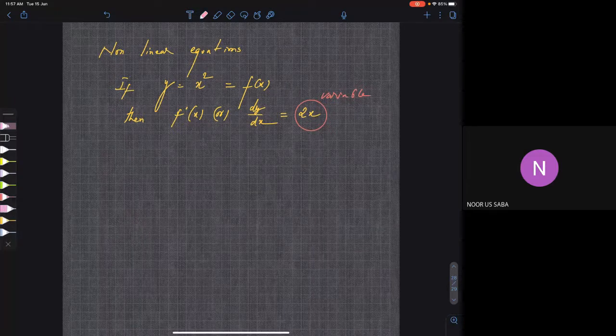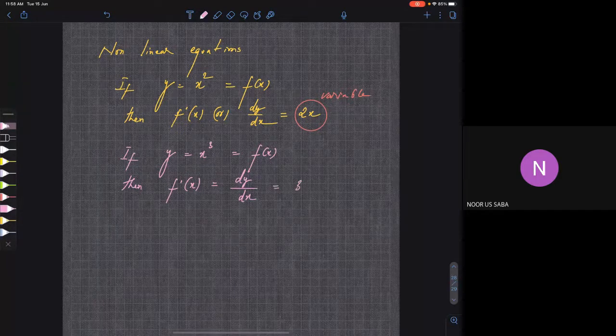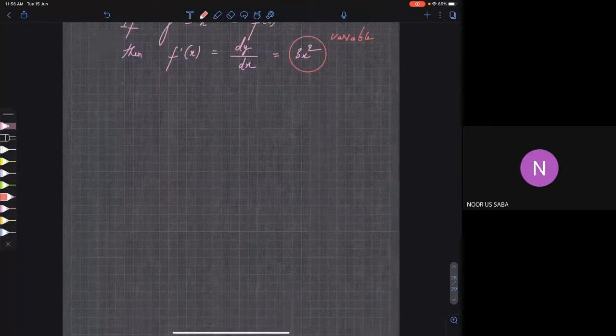Now, if y equals x cube, then what is f dash of x or dy by dx equal to? 3x square. Now, can you see that this is a variable? If slope is variable, then that is a non-linear equation.